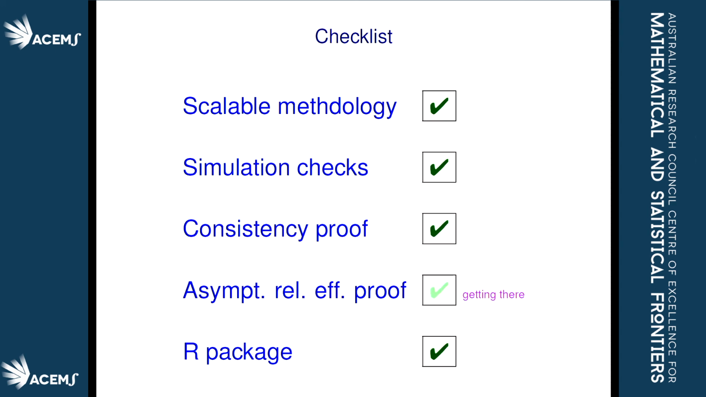All right, so just to wrap up, let's do the final checklist. Scalable methodology. We believe that this methodology does scale up to massive data sets like the 1.4 million that we have for the Red Cross blood data, and we have 160,000 subjects. Our simulation checks have shown excellent coverage of the confidence intervals. We've proven consistency. We're getting close to proving asymptotic relative efficiency, and we have an R package.